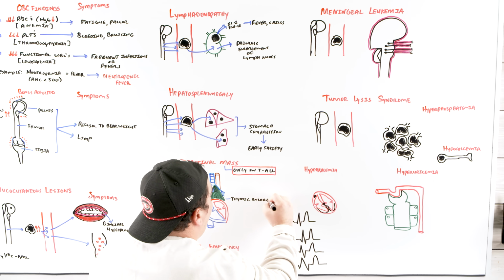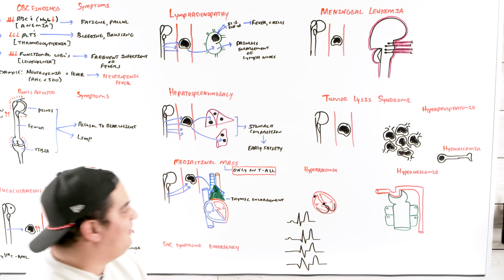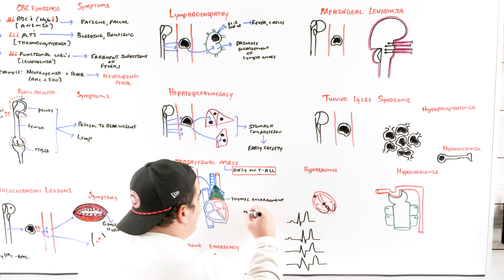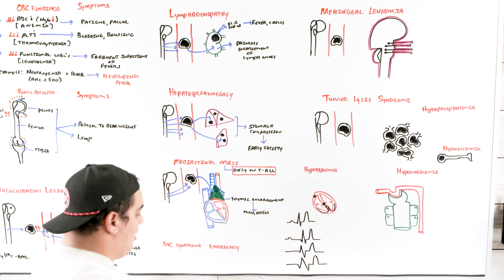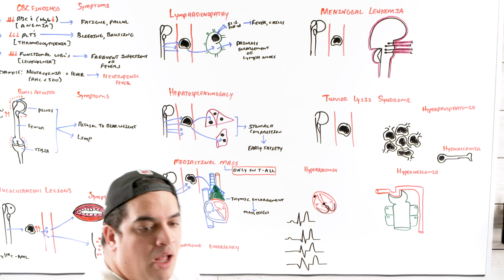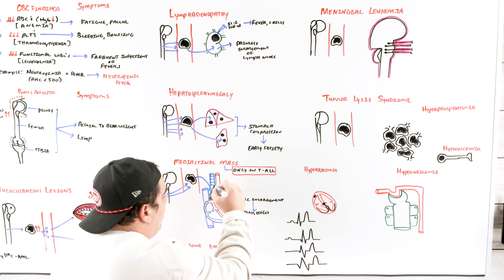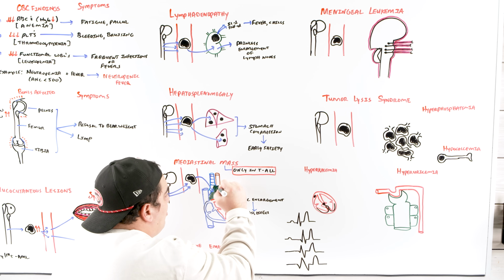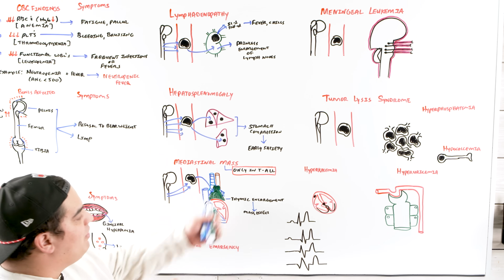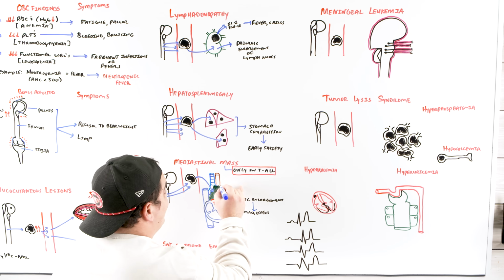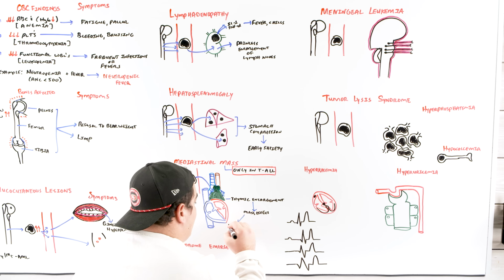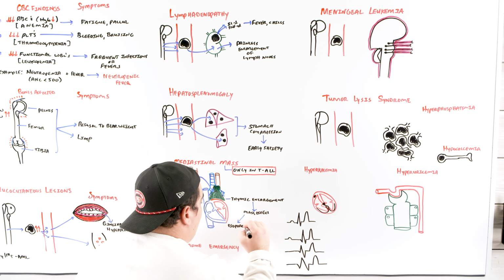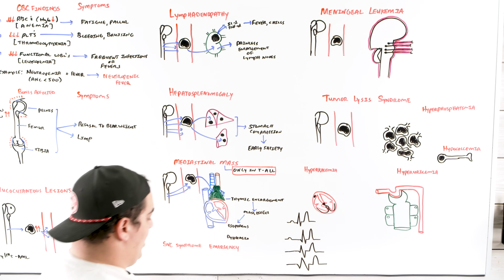When that thing gets big, it has mass effect. That means it's going to push on structures nearby. Let's pretend the thymus gets bigger and it enlarges and compresses this little brown tube. What's that brown tube that I'm smashing on? The esophagus. So if I compress the esophagus, that would cause dysphagia, difficulty swallowing, right?